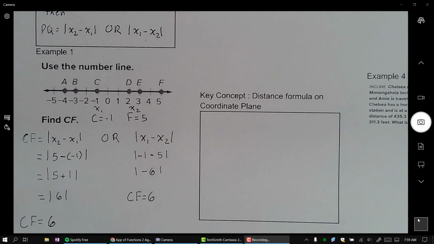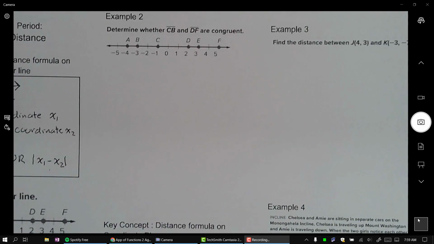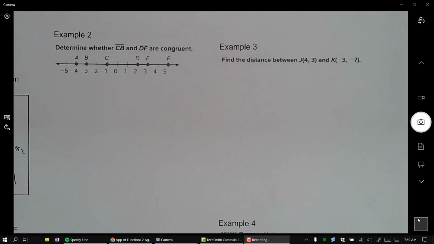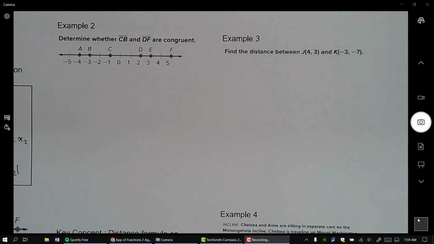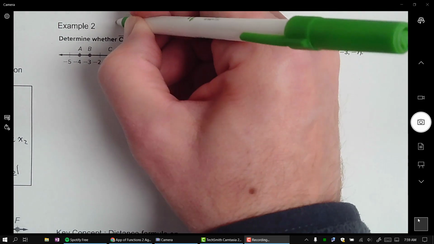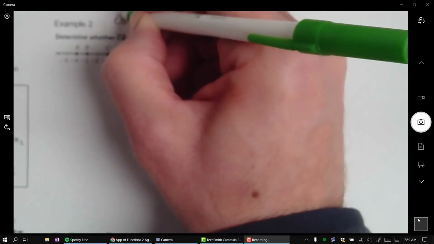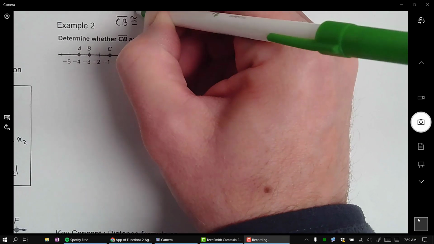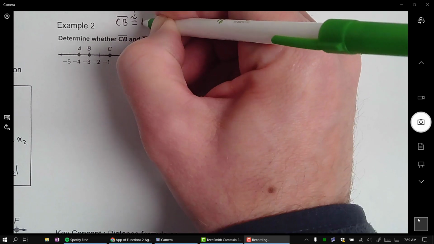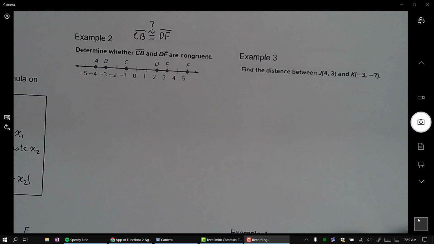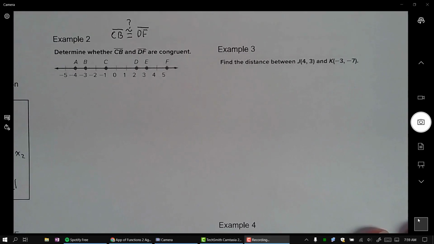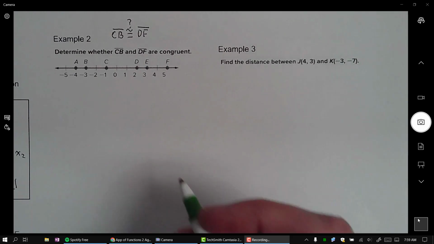Let's take a look at example 2 now. So in example 2, it says determine whether CB and DF are congruent. So we want to see, is CB congruent to DF? So I'm going to use the distance formula twice. I'm going to use it first on the length of CB and second on the length of DF, and see if I get the same number out.